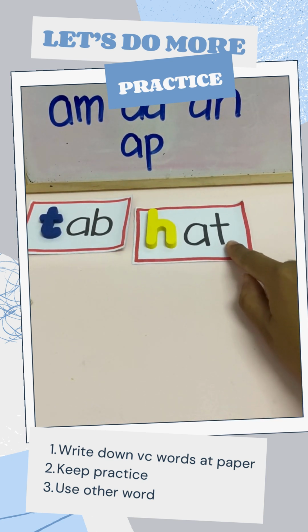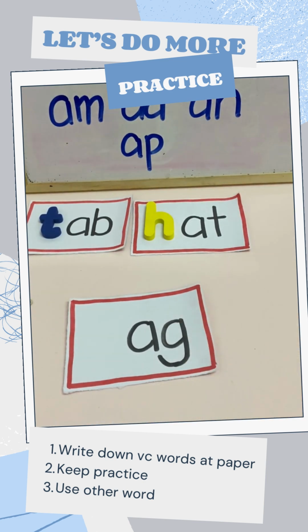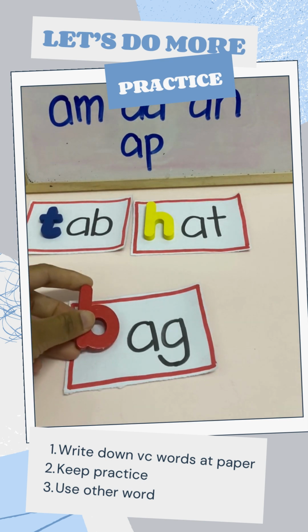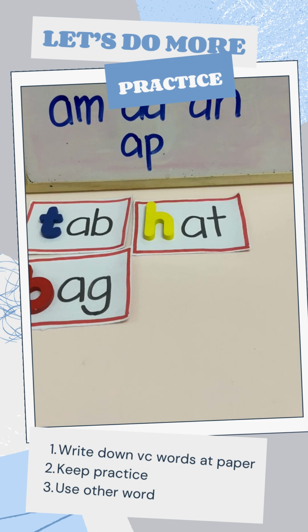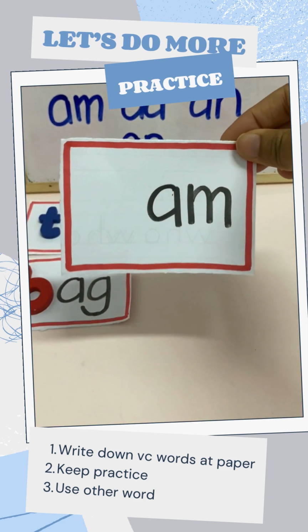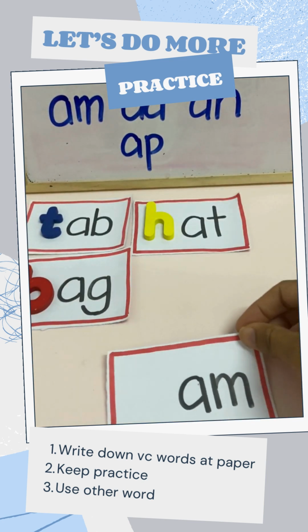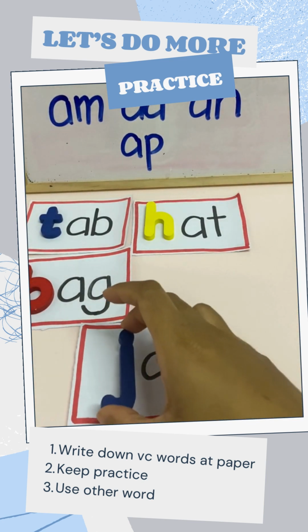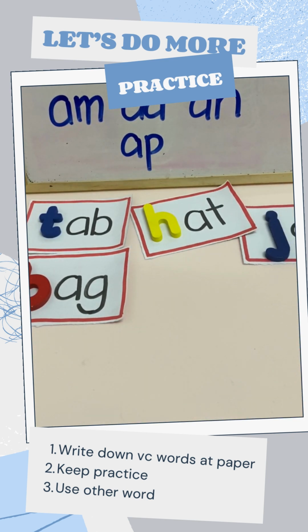Next one. For A, G, it's the one that our children carry. It's a for bag. This one is AM. We ate it with bread. It's a for jam. Yummy, yummy. Jam.